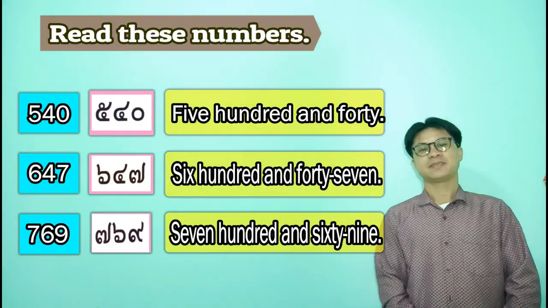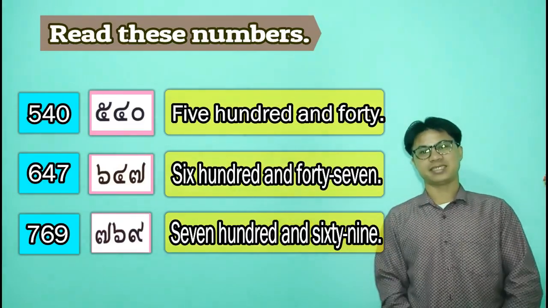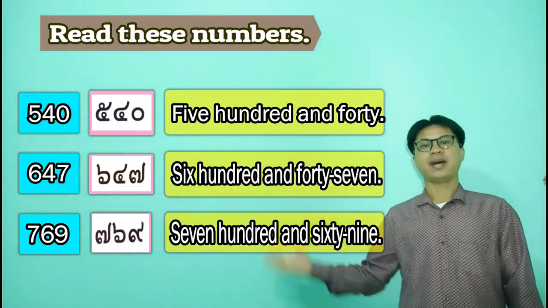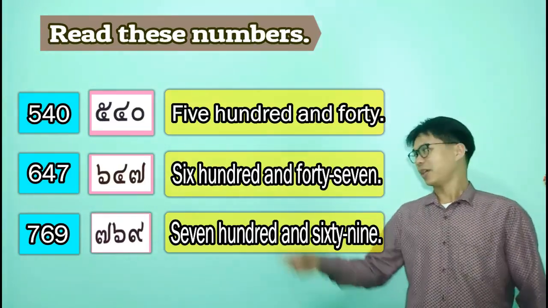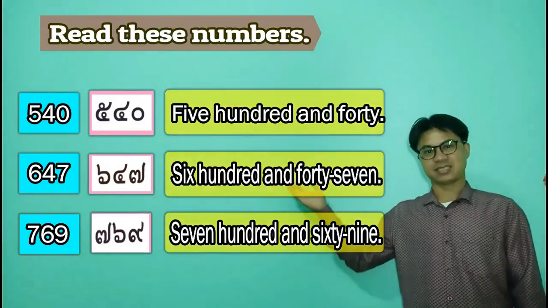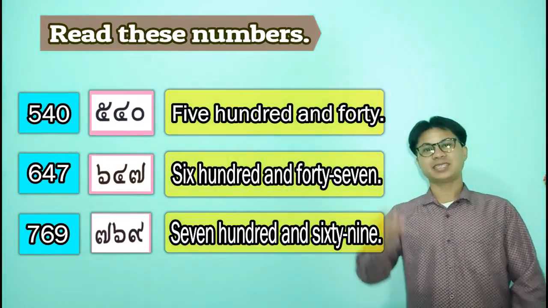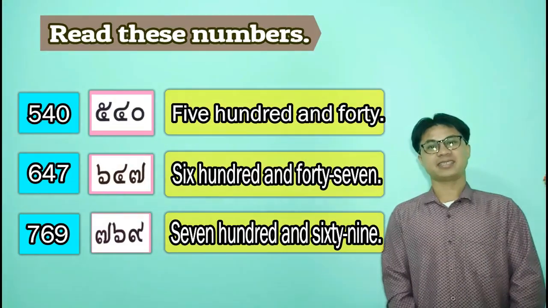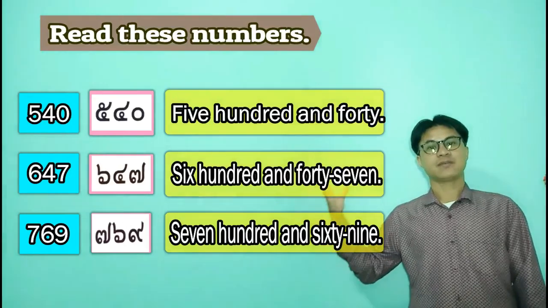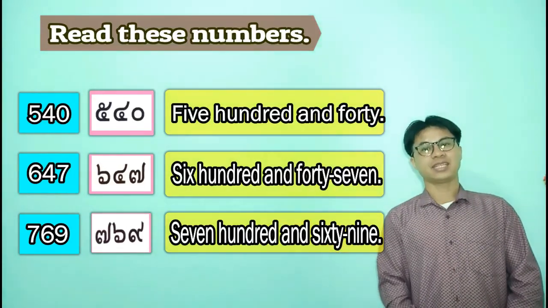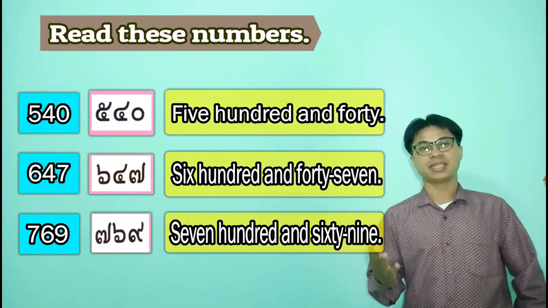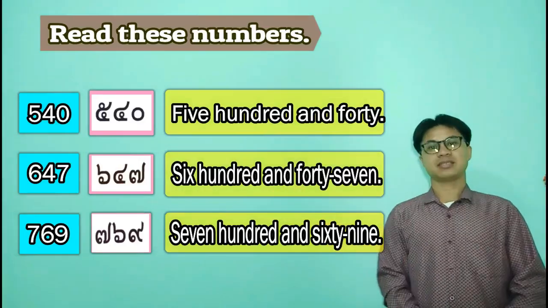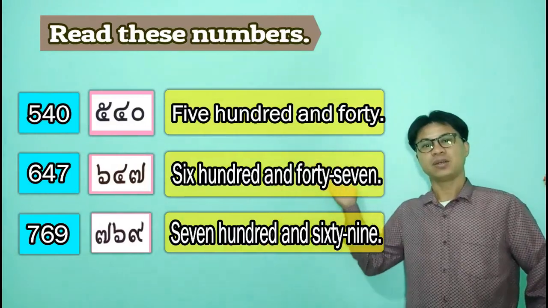Okay, now let's try to read these numbers here. You can see here. So let's try to read this and write in words. So you can see here we have number 540. So if you write this in Thai numerals, so yes, you can read it here. So if we write this in words, it will be like this, 540. Right? Second number here, we have 647. So you can see here in Thai numerals and in words.